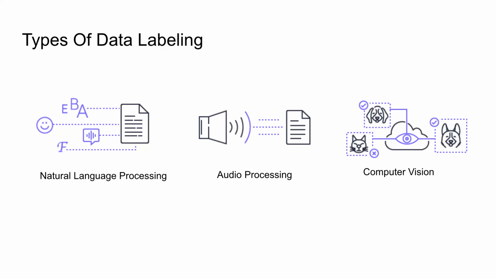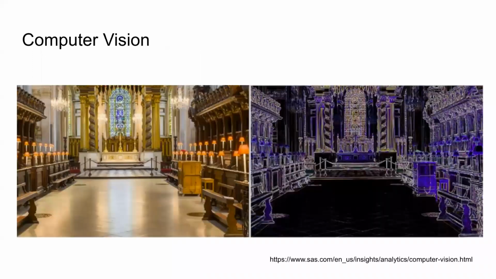But today we're going to focus, as I mentioned, on computer vision, which is where there's a lot of demand today. Computer vision is a field of artificial intelligence that trains computers to interpret and understand the visual world. Using digital images from cameras and videos and deep learning models, machines can accurately identify and classify objects, and then react to what they see.